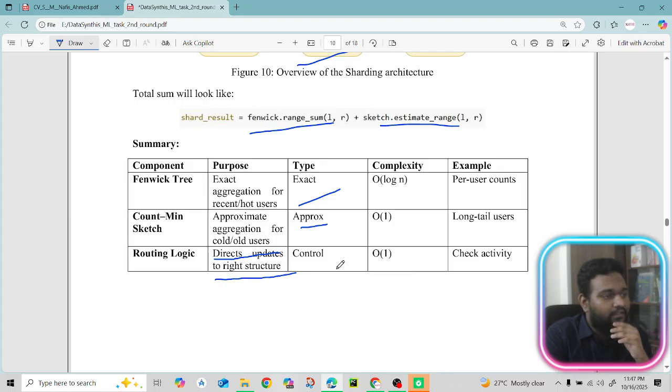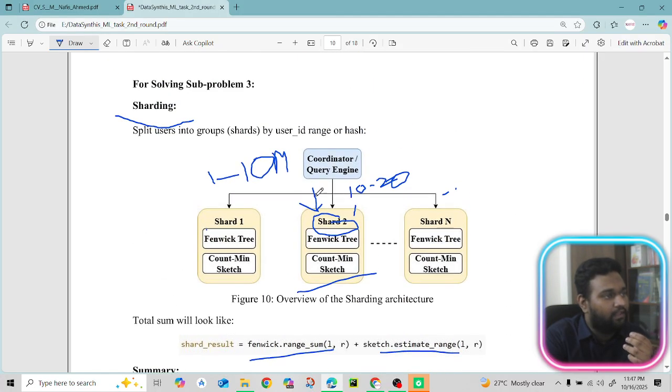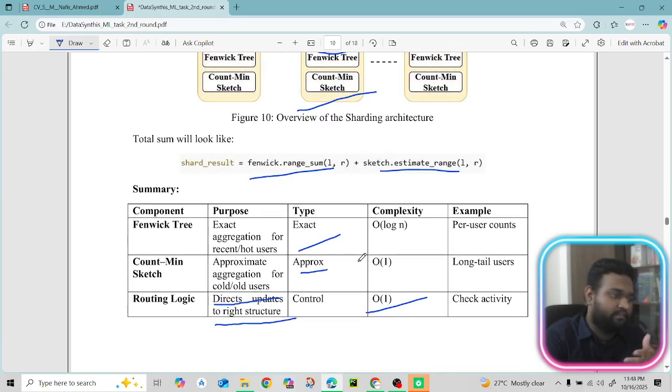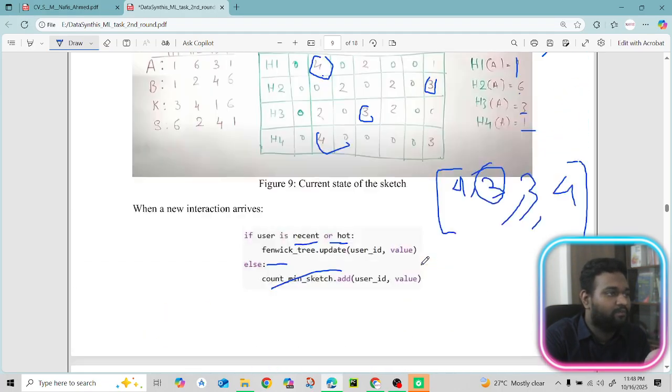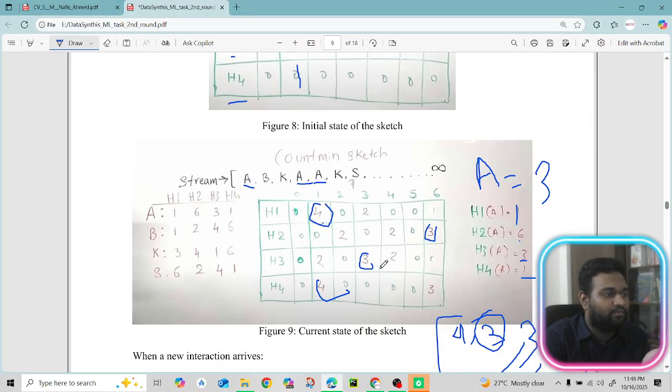So this happens in order of one because it is very easy, because I already have the user ID. I just need to go there and update the value. So it is going to be order one. Approximate is also order one, because I have already got the updated value. So I'm going to go there and take that value.